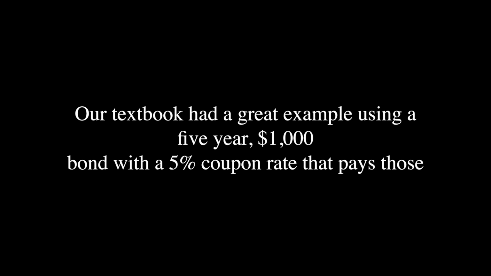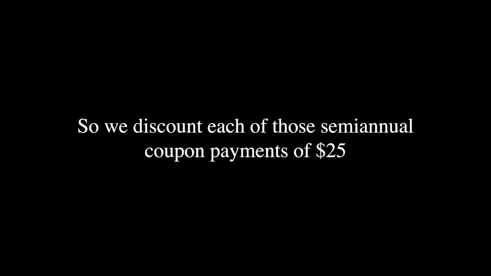Our textbook had a great example using a 5-year $1,000 bond with a 5% coupon rate that pays those coupons every 6 months. Okay, I'm following you. So we discount each of those semi-annual coupon payments of $25 plus that final $1,000 principal payment using those appropriate discount rates based on the yield curve. Precisely. And the sum of all those present values would represent the current price of that bond. So it's like a giant financial time machine bringing all those future payments back to today's dollars.